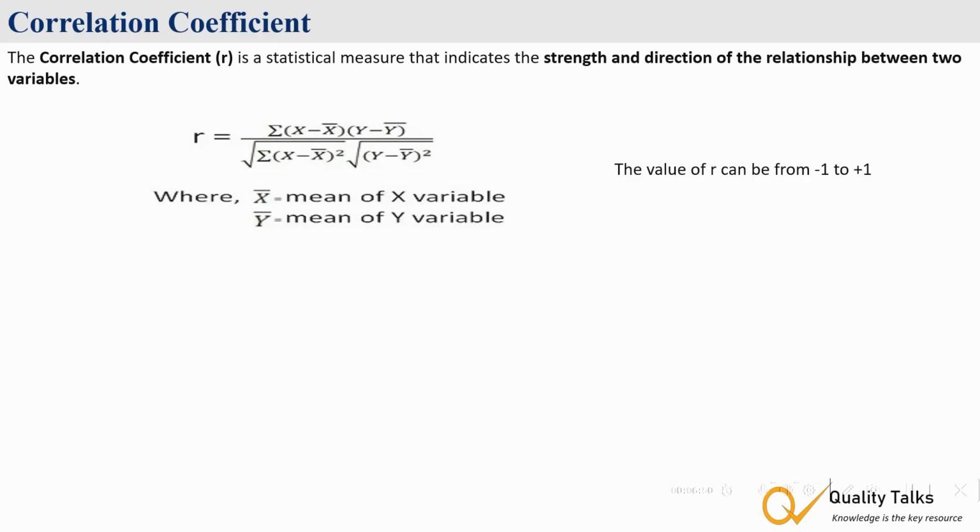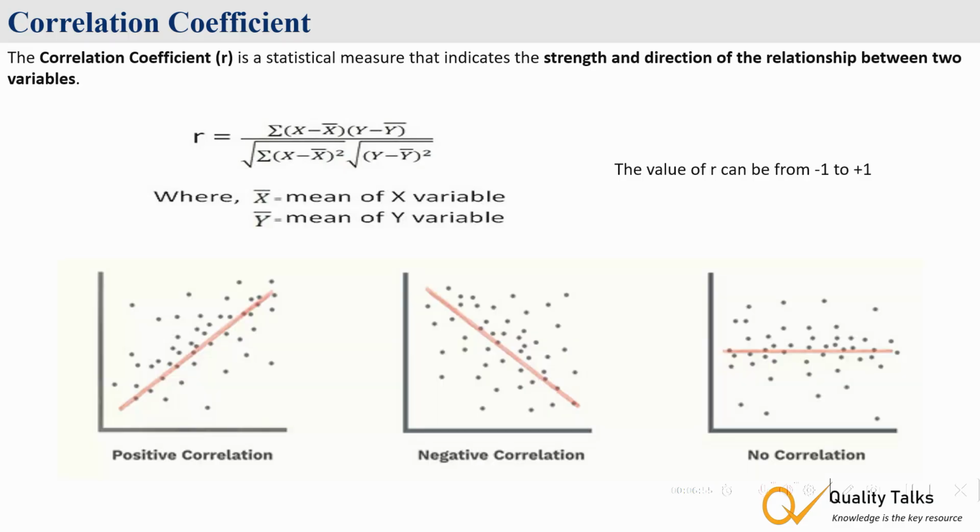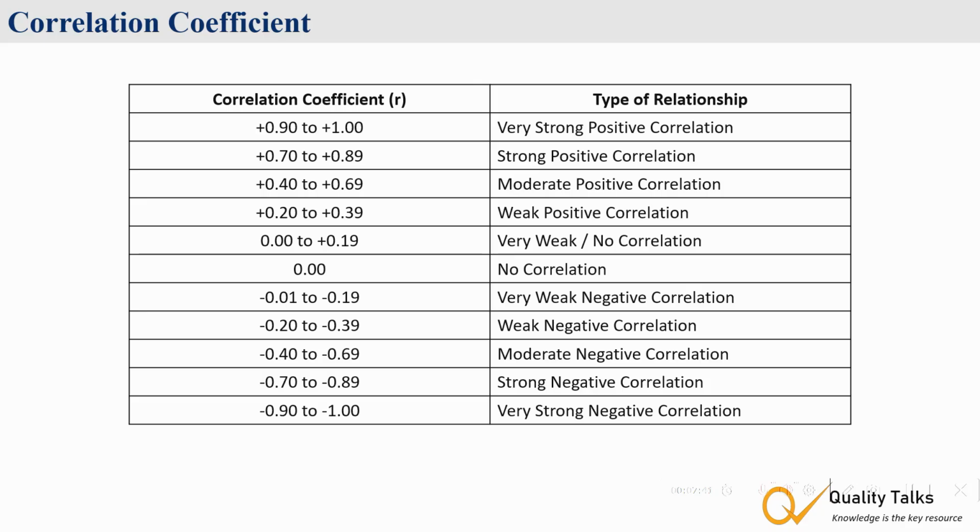If the value of R is close to +1, it indicates a strong positive relationship. Positive correlation means when X is increasing, Y is also increasing. If the value of R is close to -1, it indicates a strong negative correlation. Negative correlation means when X is increasing, Y is decreasing. And there could be a situation where there is no relationship between two variables. For different values of correlation coefficient, we can determine the type of relationship.